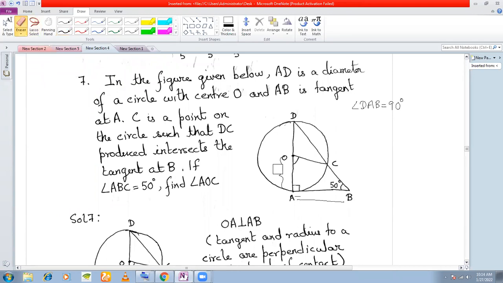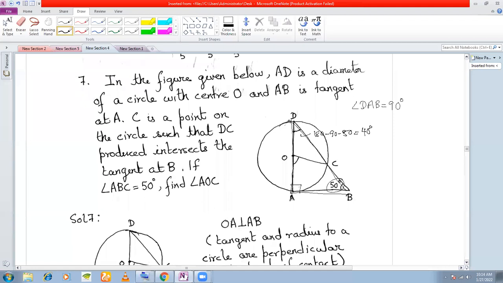Fine. And what else? If you consider this triangle ADB, you know this angle to be 90 degree. This angle is 50 degree. You can calculate this angle. What should be this angle? 180 minus 90 minus 50. Because sum of interior angles of a triangle is 180 degree. So this should be 40 degree. So you have calculated this angle, 40 degree.